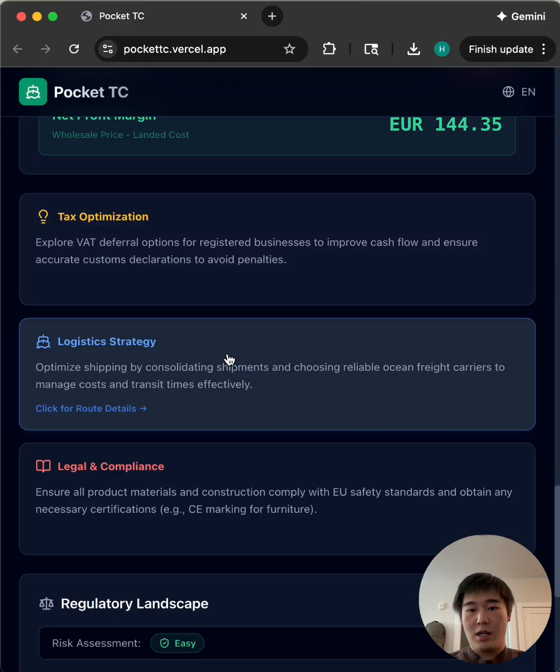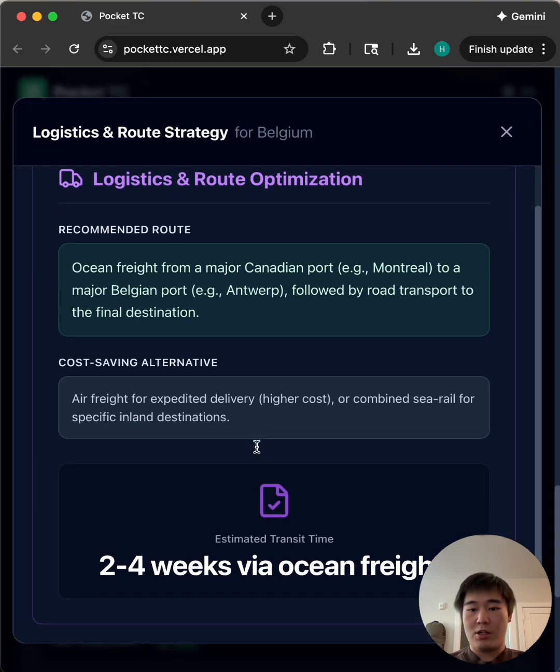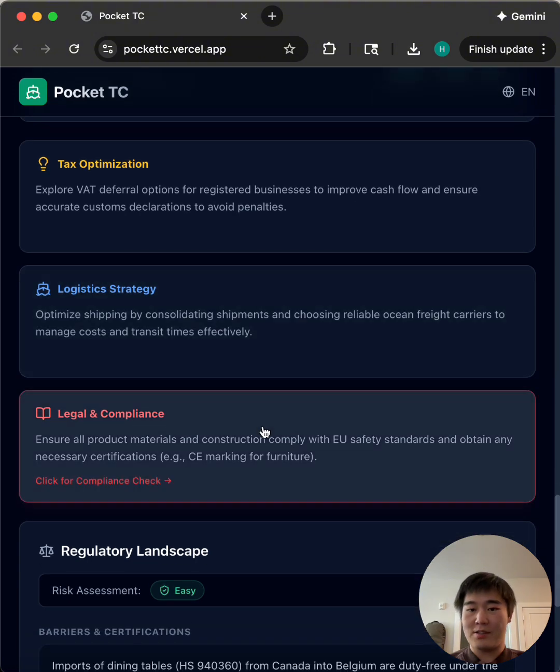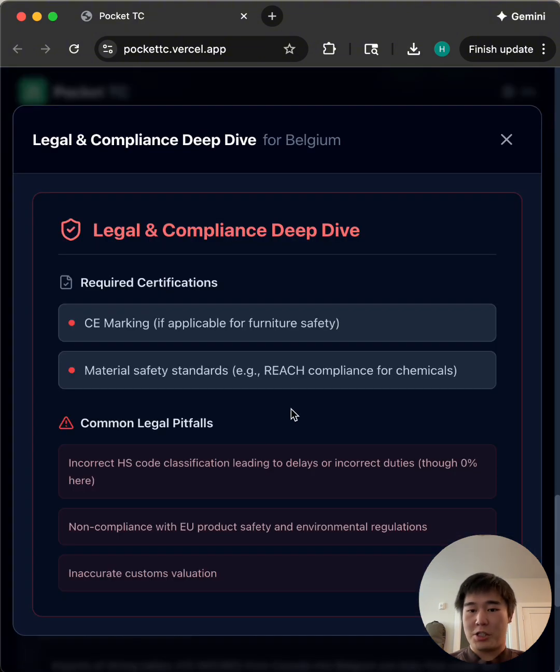Yada yada. And then we have the logistics. Same thing here. It takes about 2 to 4 weeks to ship it over. That's okay, I guess. And there are some legal suggestions here. So incorrect, that might be the problem.